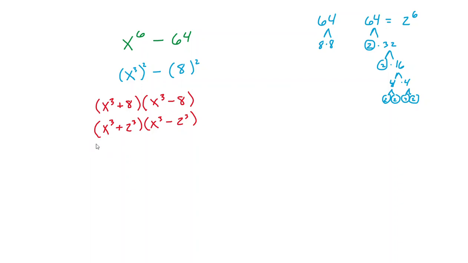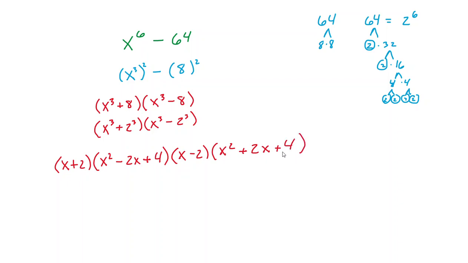X cubed plus 2 cubed, that's going to be x plus 2 times x squared minus 2x plus 2 squared, which is 4. And then x cubed minus 2 cubed is x minus 2 times x squared plus 2x plus 2 squared, which is 4. And so there we have it.